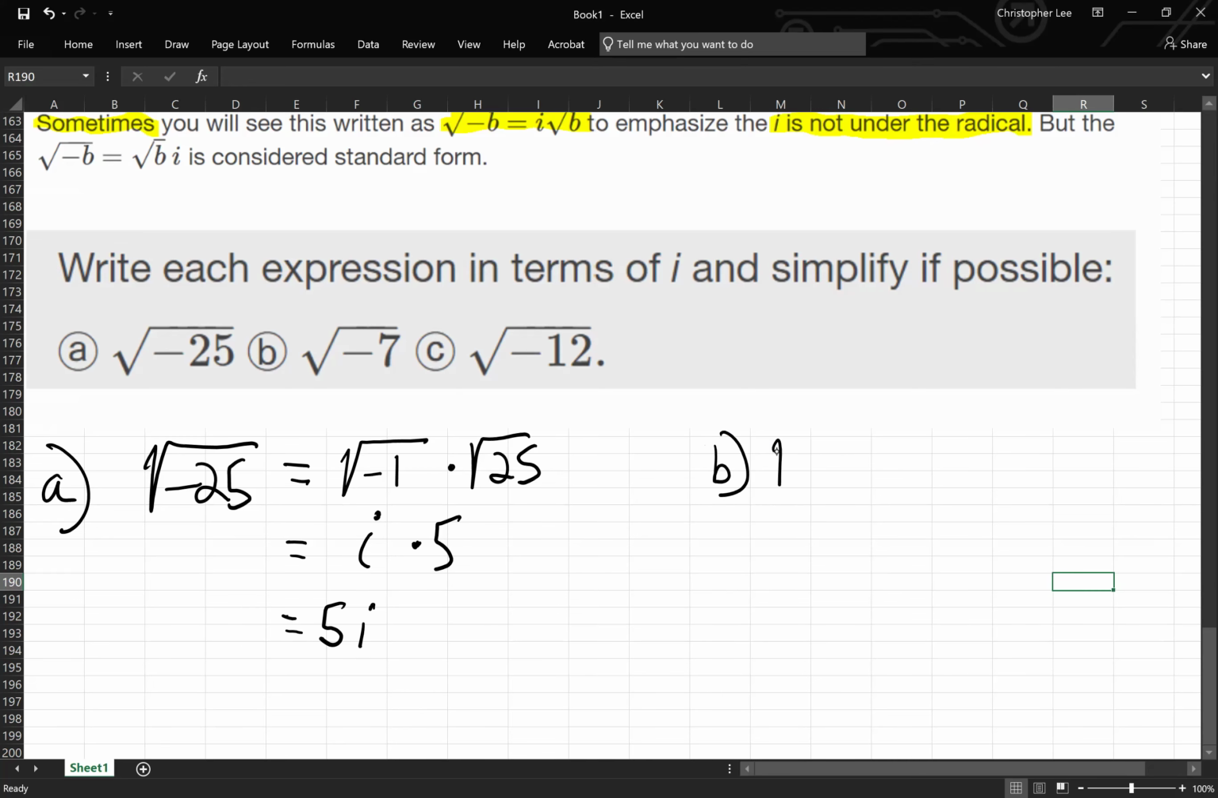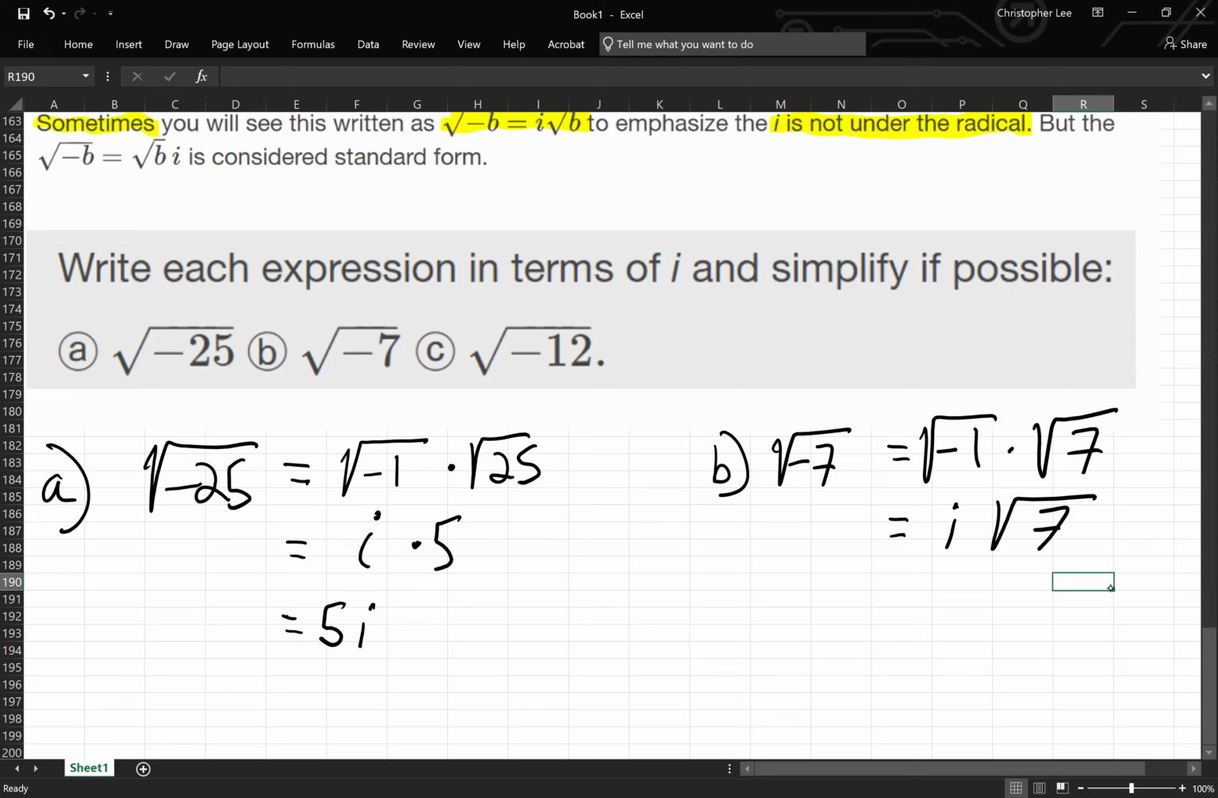So look at this. This is the square root of negative 7, right? You know that that's the same thing as square root of negative 1 times square root of 7, right? And then we know that the square root of negative 1 is just i, and then the square root of 7. Questions on this? I can't simplify the square root of 7. That's why it just stays the same.